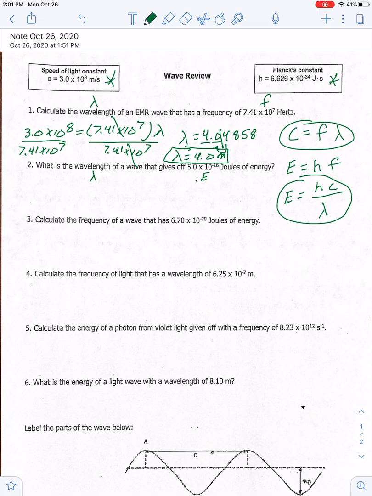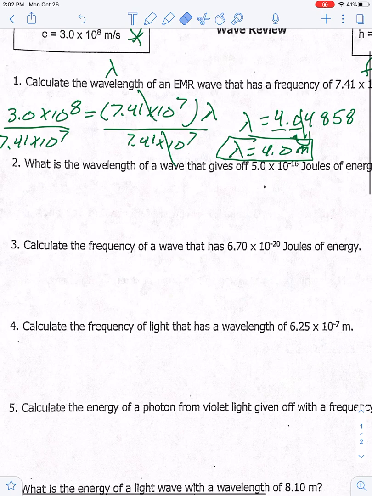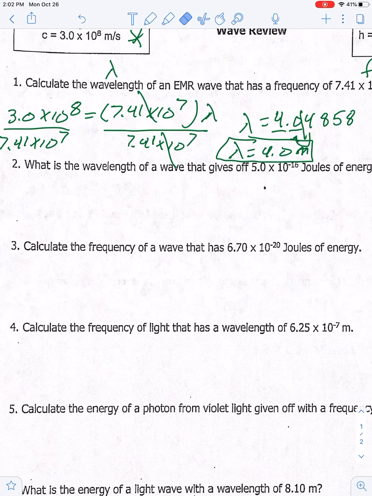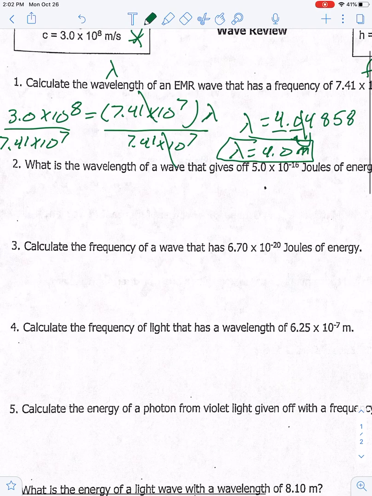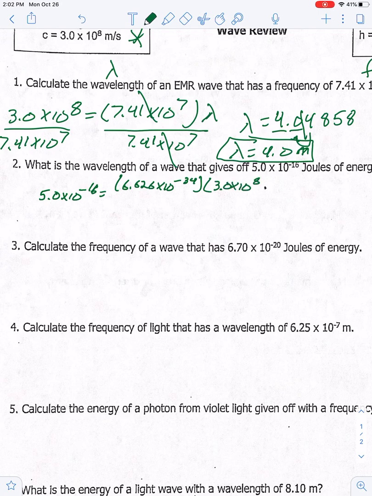Okay, so I'm going to clean this up a little bit so I can give myself some room. Okay, so I know I'm using E equals HC over wavelength. Okay, so I know E. So 5.0 times 10 to the negative 16 equals H, which is 6.626 times 10 to the negative 34, times C, which is 3.0 times 10 to the 8th, all over wavelength.